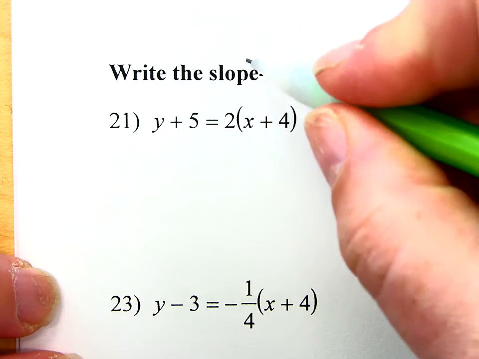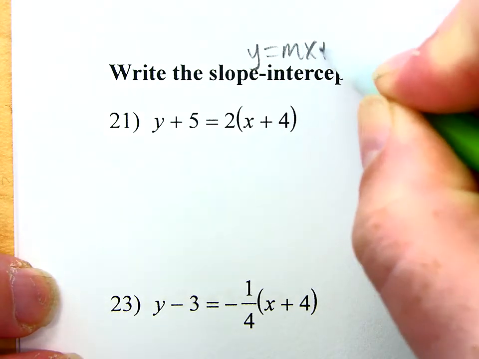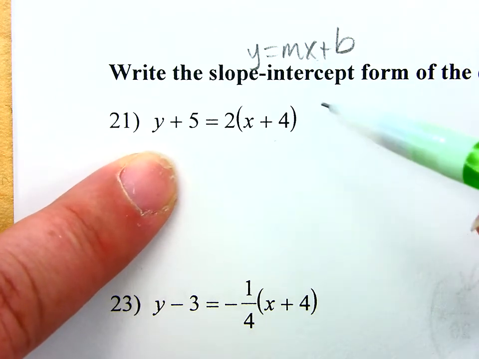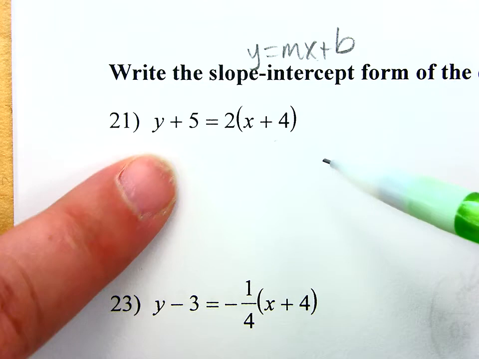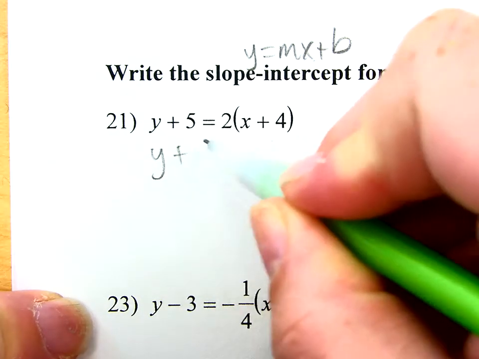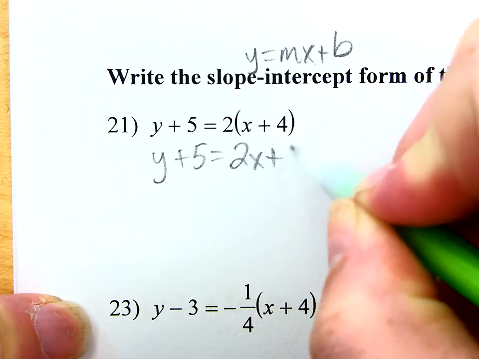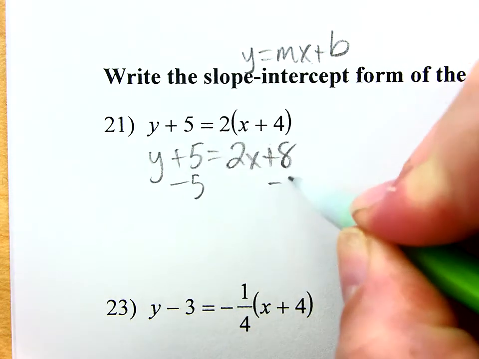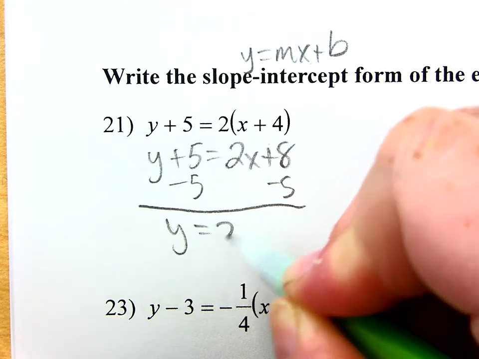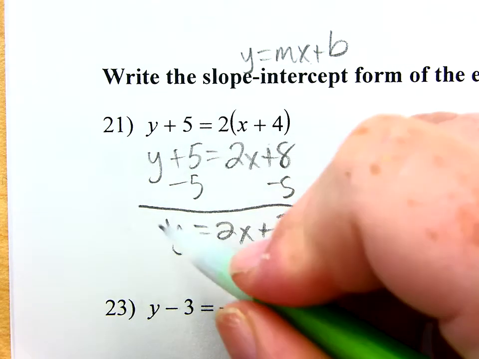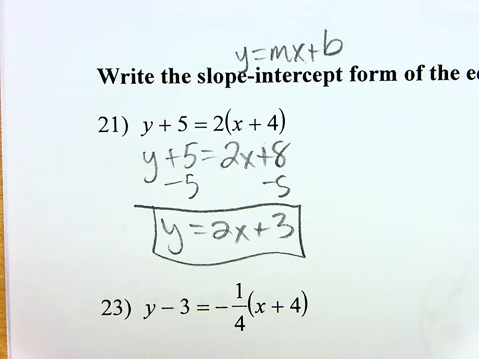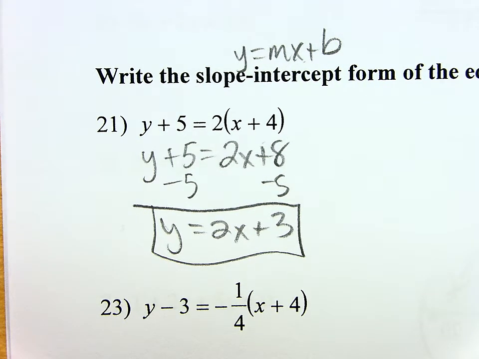So remember what slope-intercept was, y equals mx plus b. So how are you going to rewrite something like number 21 so it looks like this? First distribute. Yes, distribute first. And then all you gotta do is minus the 5.